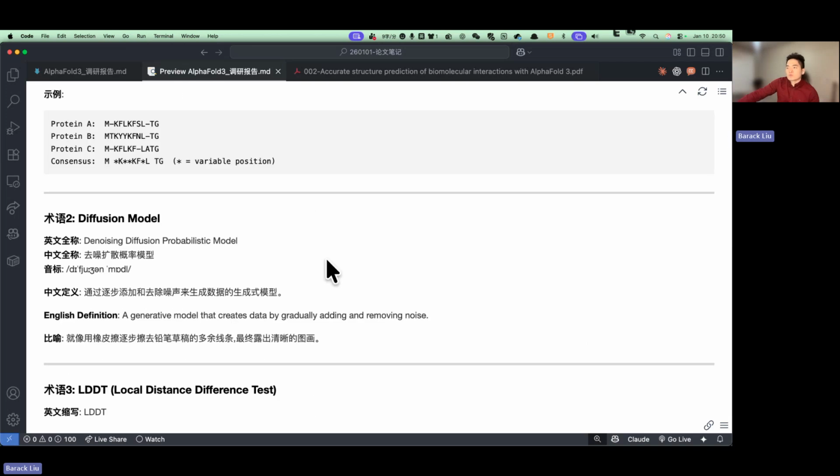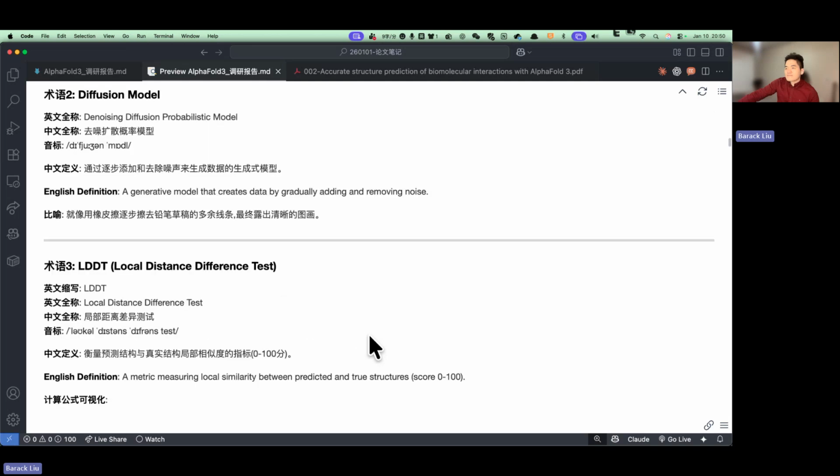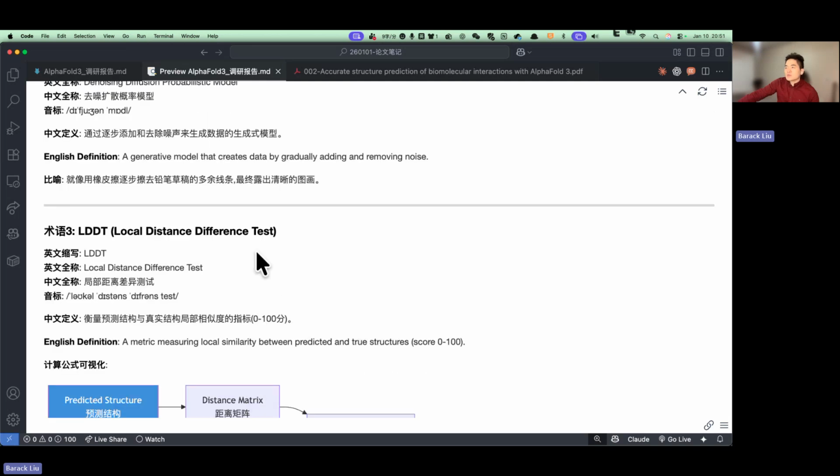Diffusion model: denoising diffusion probabilistic model, a generative model that creates data by gradually adding and removing noise. LDDT, local distance difference test, a metric measuring local similarity between predicted and true structures.